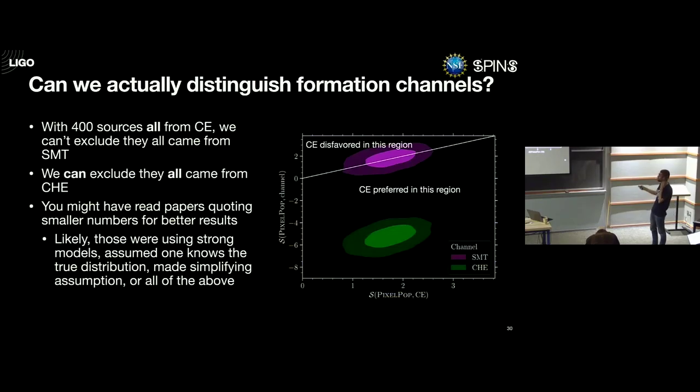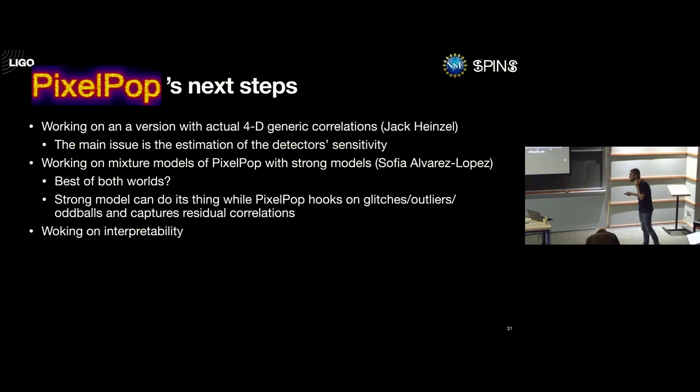Yes, okay, beautiful. Next steps. So we're working on a few things. One is to work on having a 4D correlated model, which would be great because then you can put all of M1, Q, chi-effective, and Z. The main issue, for those of you who are curious, is actually the sensitivity, the BT. You can ask me about it later.